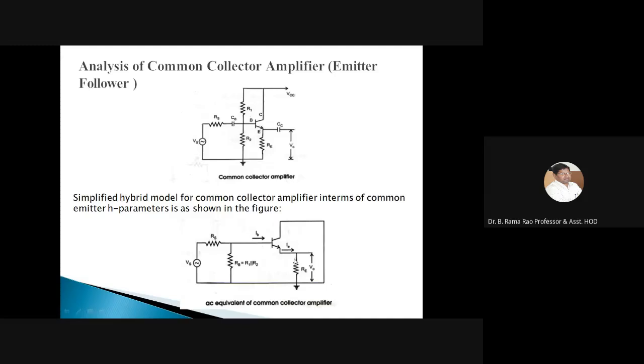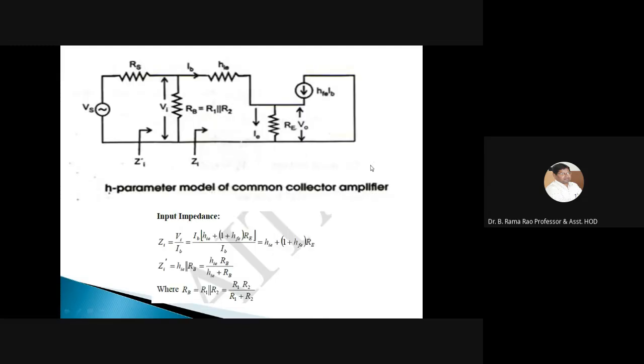hre and hoe because these are very negligible. Then you will get the approximation model. This is the approximation model, and this is the hybrid parameter model of a common collector amplifier. Now we are going to find the input resistance.